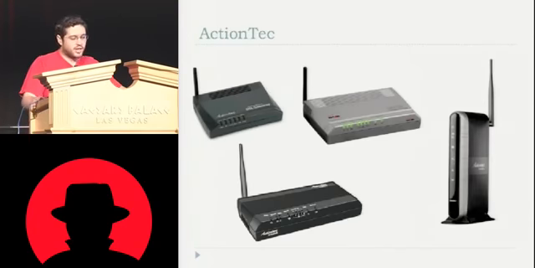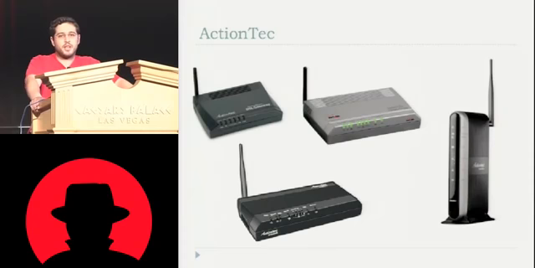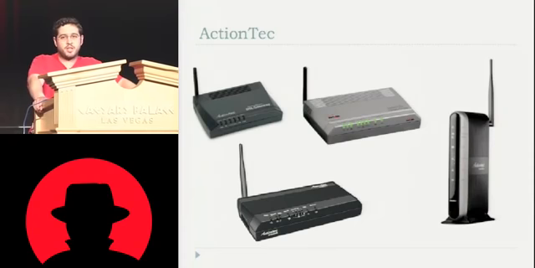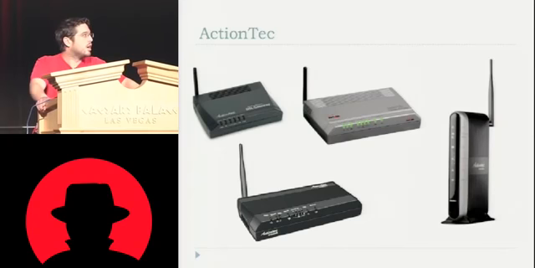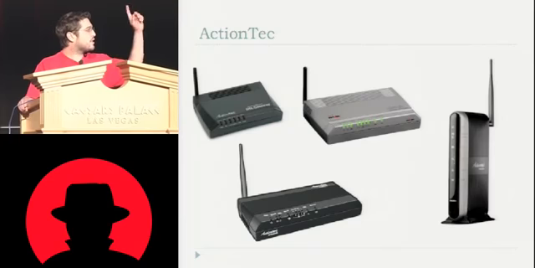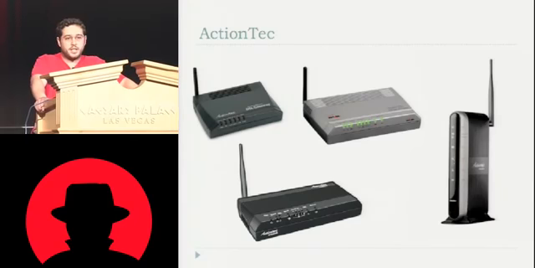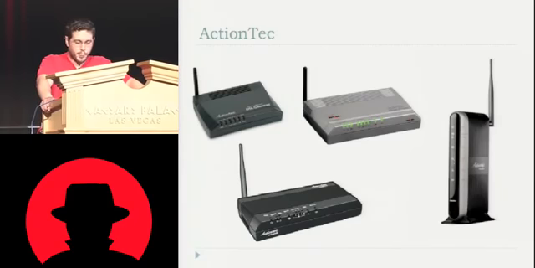My favorite, though, are the ActionTec routers. And a lot of people might not have heard of ActionTec because they're not really a big router name. But these are the routers that Verizon FIOS and Verizon DSL customers get. So these are everywhere. Let's see, the ActionTec 701, 704, and then 2 versions of the MI424-WR. All of those I tested, and it worked against all of them.